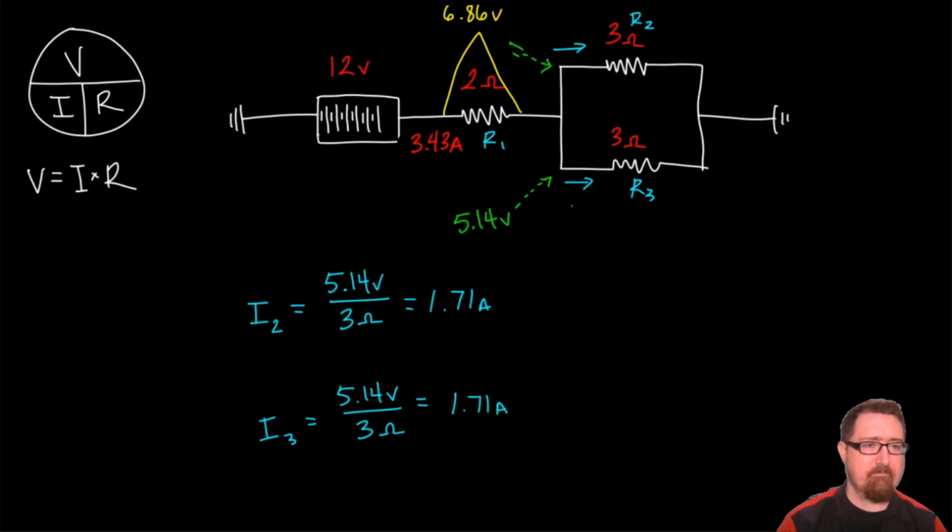Alright, so that is going to be there. Where should I write this? We're going to go right here, 1.71 amps. Hopefully my drawing's not too convoluted here. Alright, let's go ahead and take care of this.